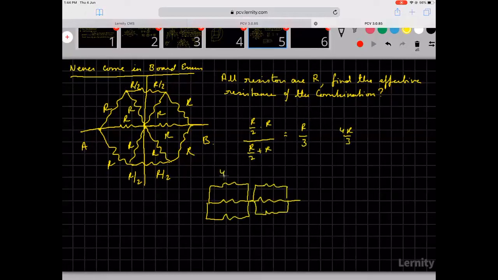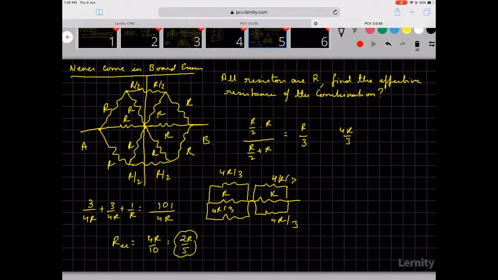So this is 4R by 3, this is R, this is 4R by 3, because the same thing you will do on this side also. So if I want to find this out, it will become 3 by 4R plus 3 by 4R plus 1 by R. So the effective is 10 by 4R, so R effective here will be 4R by 10, which is equal to 2R by 5.